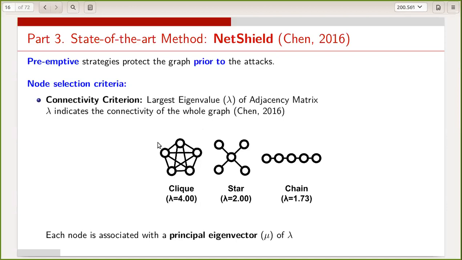And just to make sure that the largest eigenvalue, lambda, belongs to the graph. So how do we calculate which node should be selected? Each node is associated with an entry of the principal eigenvector of lambda. So the number of entries in the principal eigenvector is the same as the number of nodes, right? This one is from Dr. Chen in 2016.